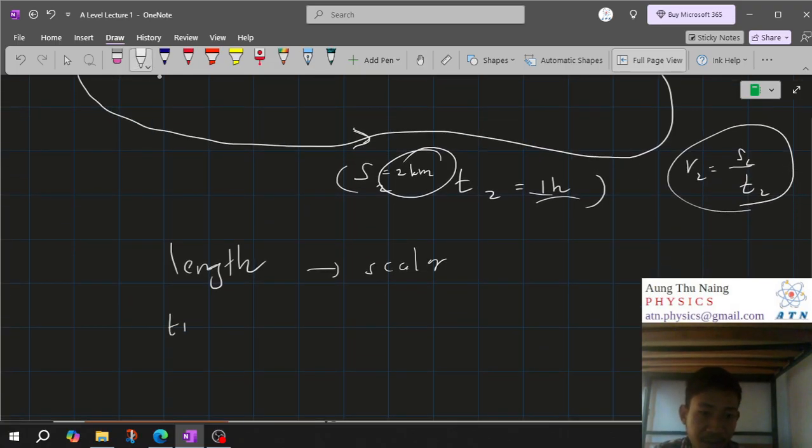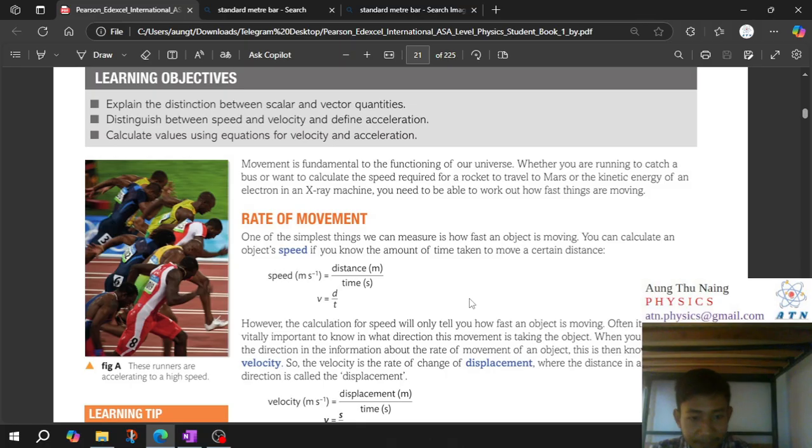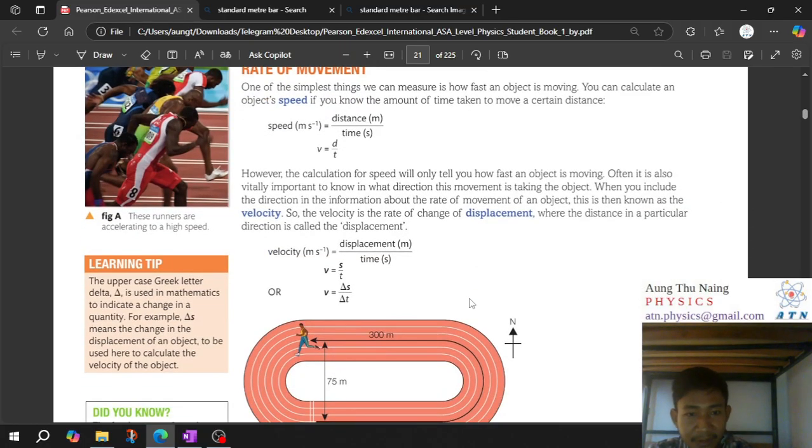Time taken is also a scalar quantity. So the speed is the length divided by time taken. We have scalar divided by scalar, so we can get a scalar quantity only. Therefore, we can say the speed is a scalar quantity. And the unit of speed is meter per second.